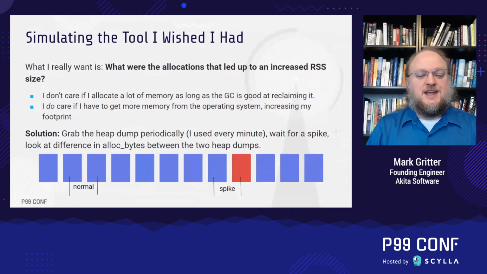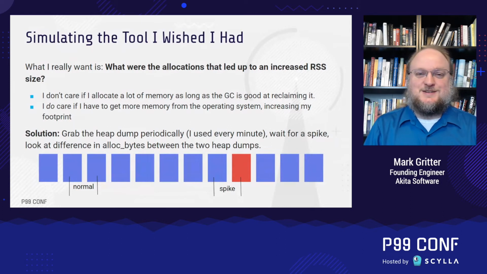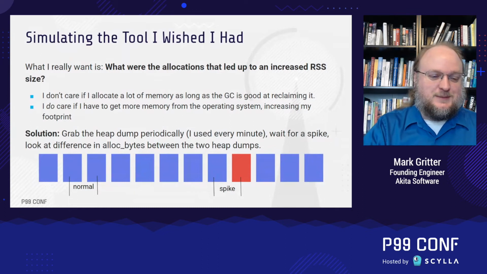And so the solution I came up with was to try to simulate this hypothetical tool by grabbing allocation dumps every minute. I'd wait for a spike. I can see that in our Datadog monitoring. Go back to the minute-by-minute samples I've collected and look at what has been allocated within that particular time period. And those are the candidates for what actually caused the increase. And by looking at several samples of this sort, I could get a better idea of what I should be focusing on.